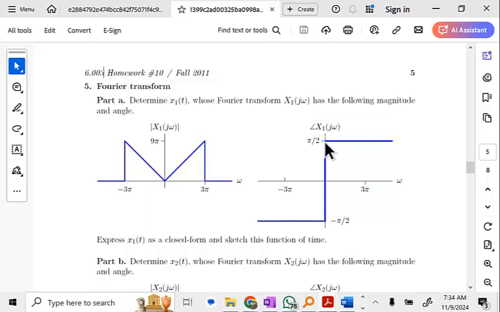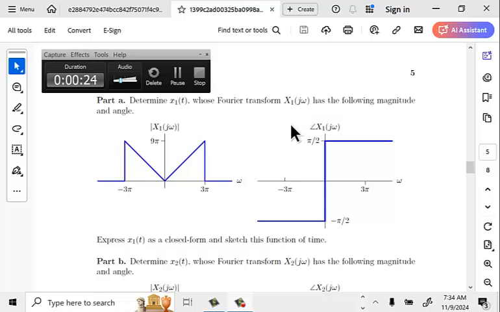When the phase is pi over 2, this is on the imaginary axis. This is on the negative imaginary axis. So basically, we want to take these two graphs and put them together to find out what the complex number x1 is. Okay, so I copy that over here.